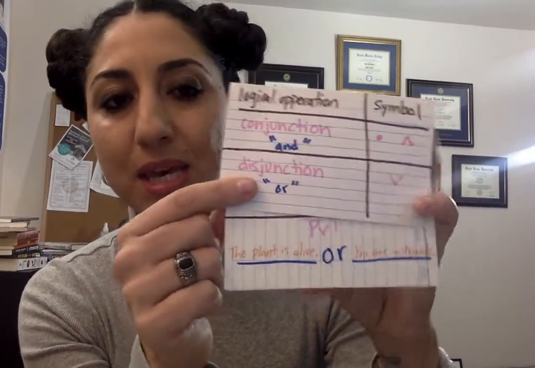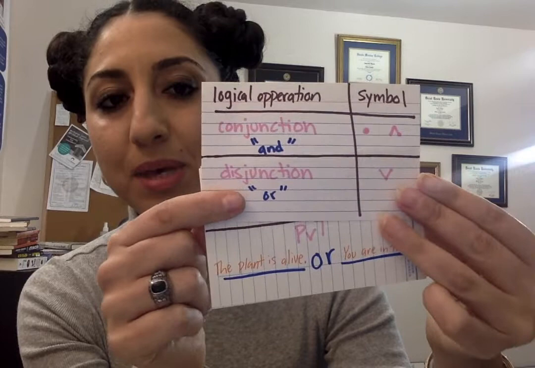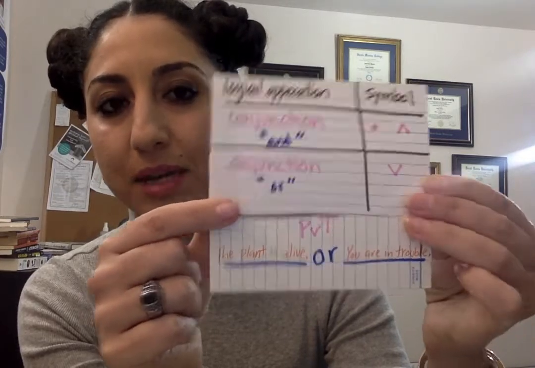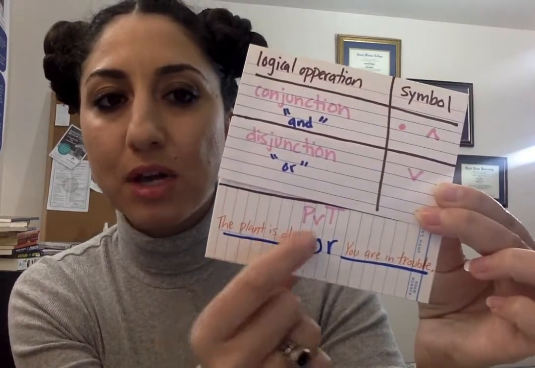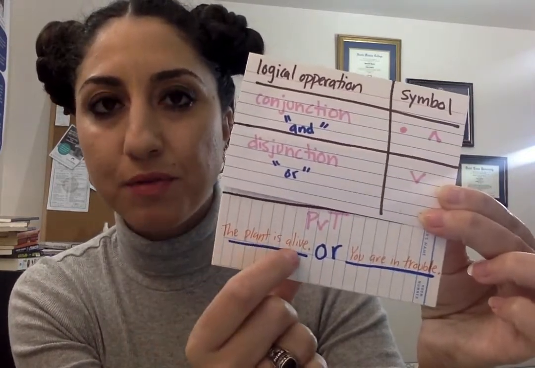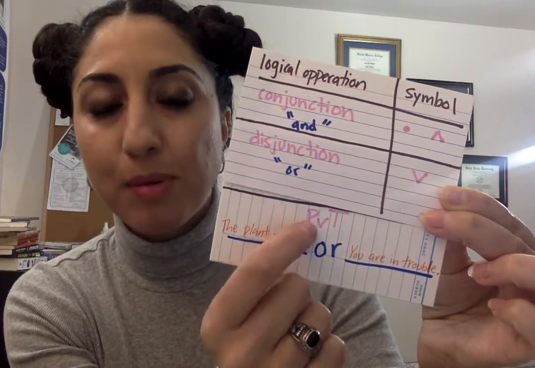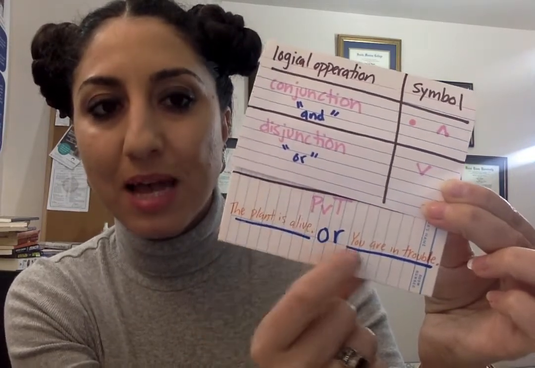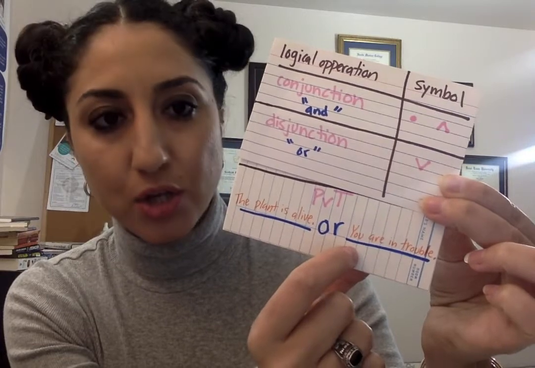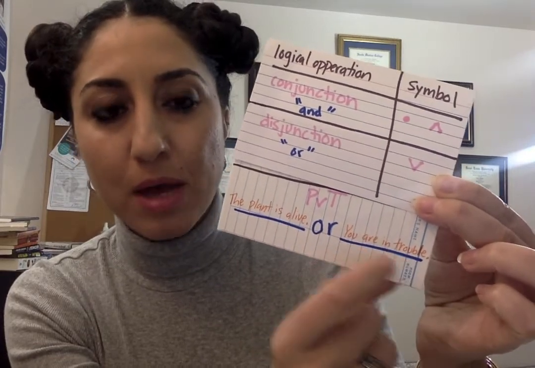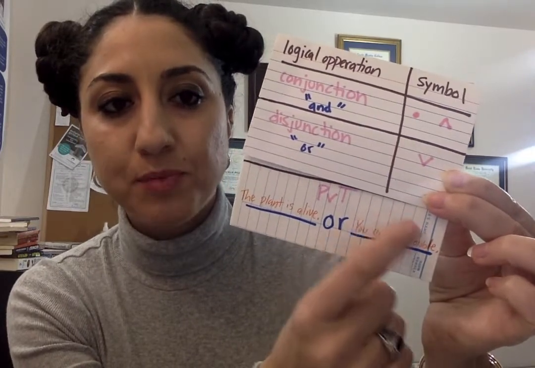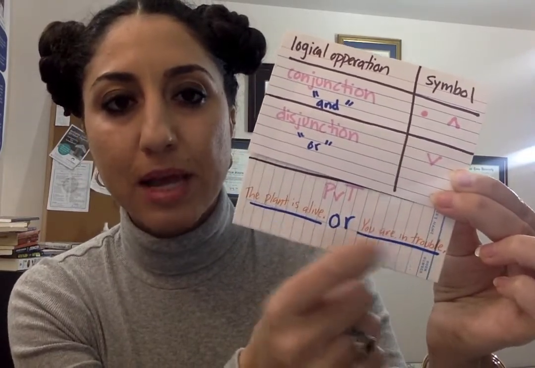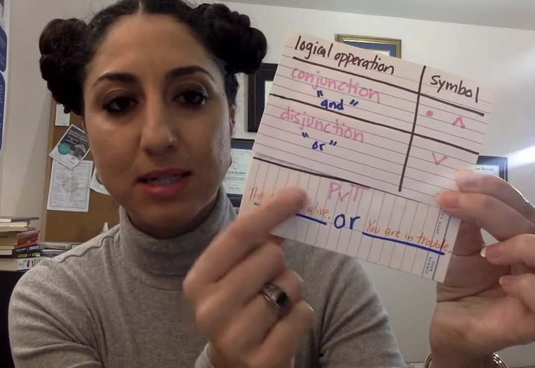If I said P or T, P is a statement that can be true or false. Here's an example. What does it say? The plant is alive. So let the plant is alive be represented as proposition P, and let this proposition, you are in trouble, be represented by the letter T. So here's a proposition, you are in trouble. Here's a proposition, the plant is alive.